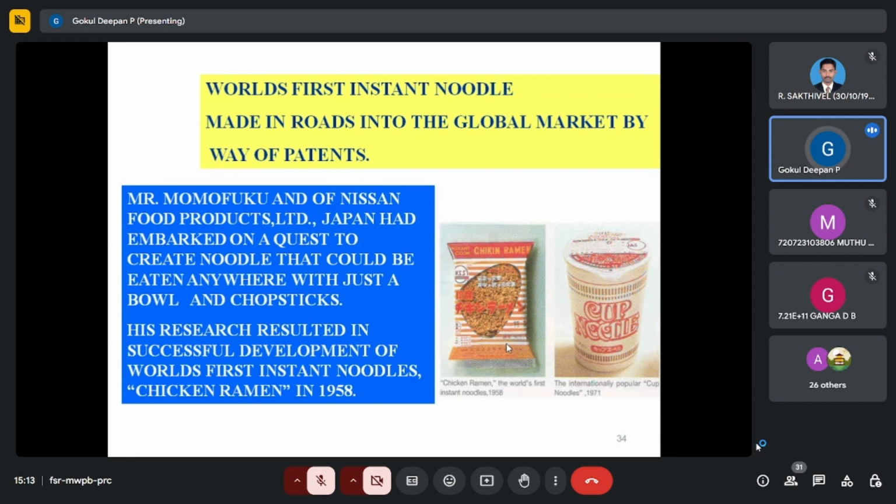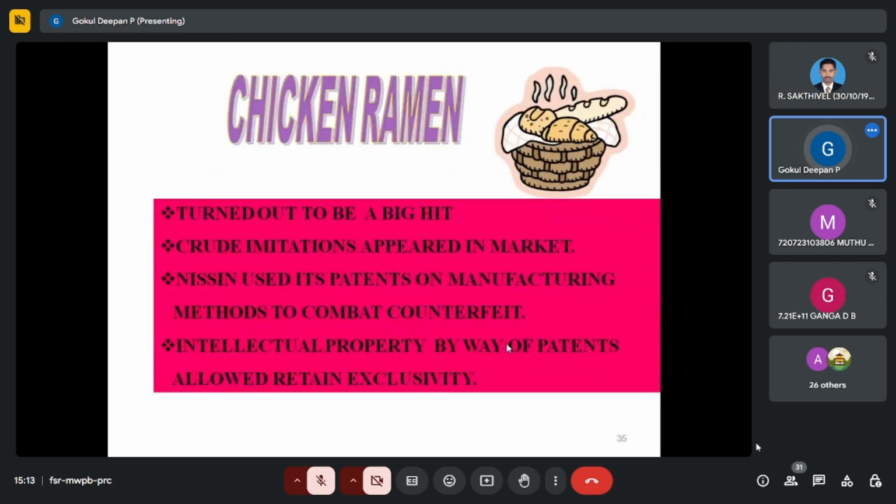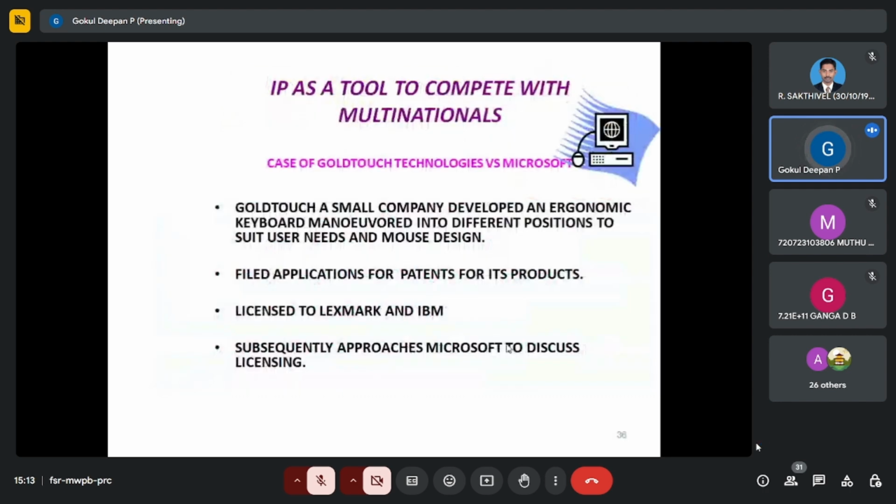This is the first instant noodles. And in 1971, the internationally popular cup noodles turned out to be a big hit. Nissin used its patent on the manufacturing method to combat counterfeits, and intellectual property by way of patent allowed it to retain the exclusivity. So this is the highlight of our benefit on patents. So IP is a tool to compete with the multinationals.